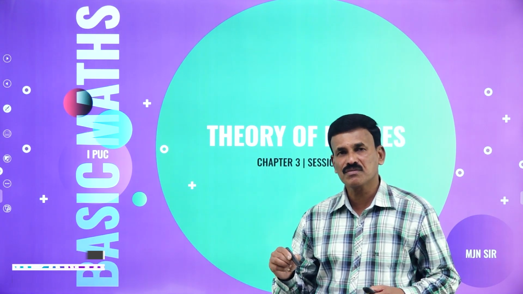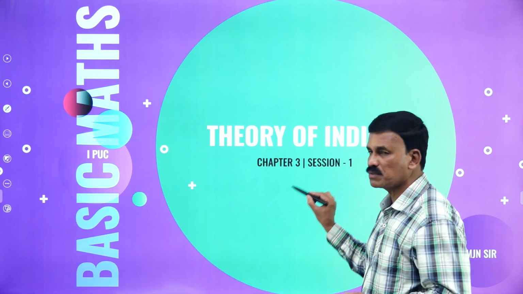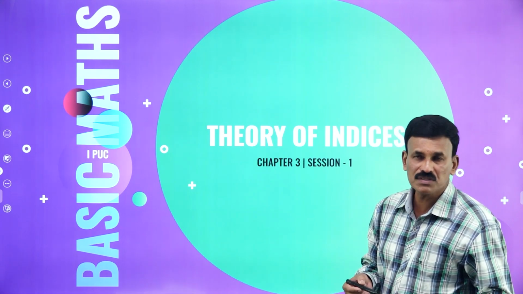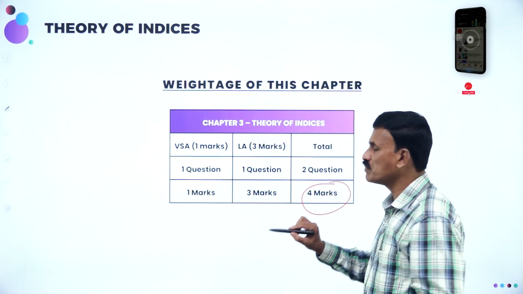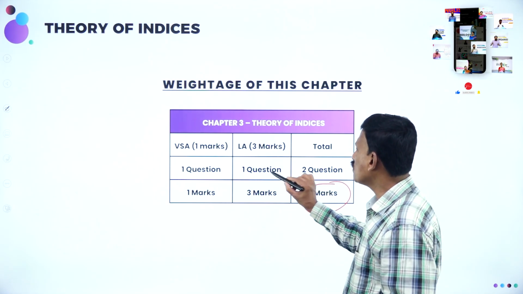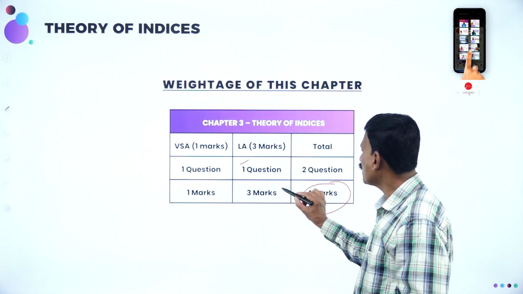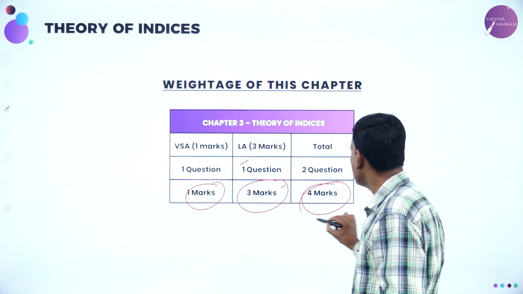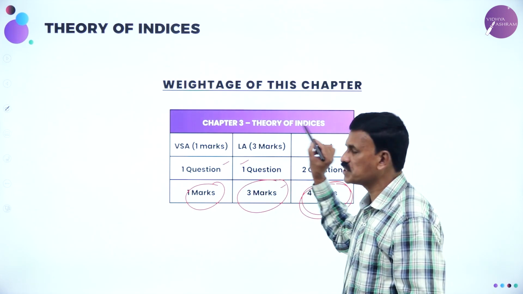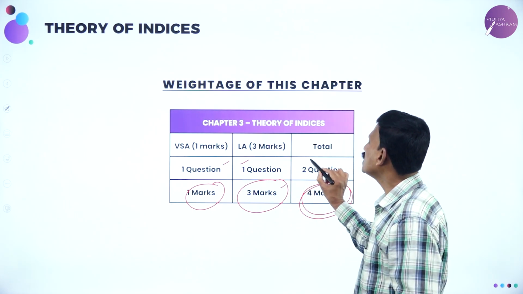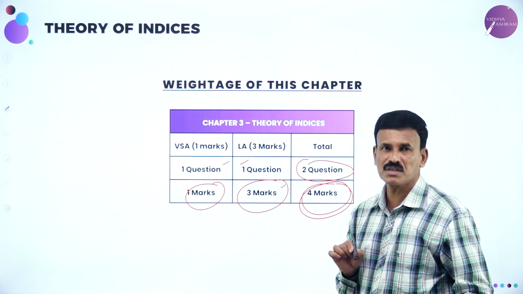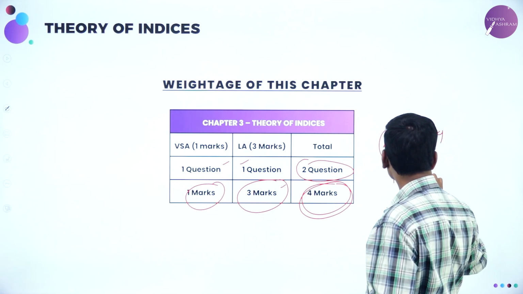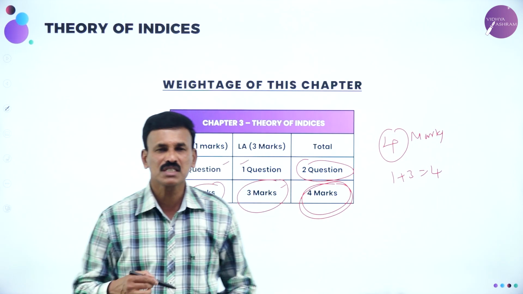Today in this session I am going to take a very important chapter, that is chapter number 3, theory of indices. Before going to the exact chapter, let us know regarding the weightage for this chapter. So totally you will get 4 marks from this chapter. Very simple chapter. One question from 1 mark and one question from 3 marks, 2 questions. So the weightage for this chapter is only 4 marks, that is 1 mark plus 3 marks equal to 4 marks.